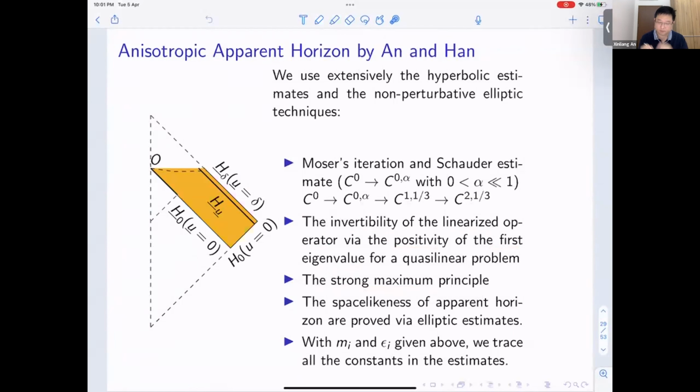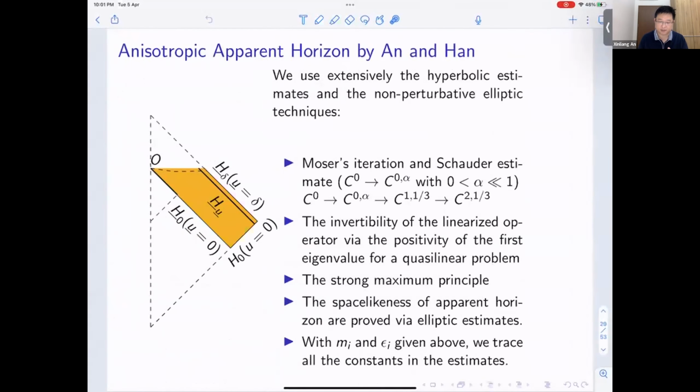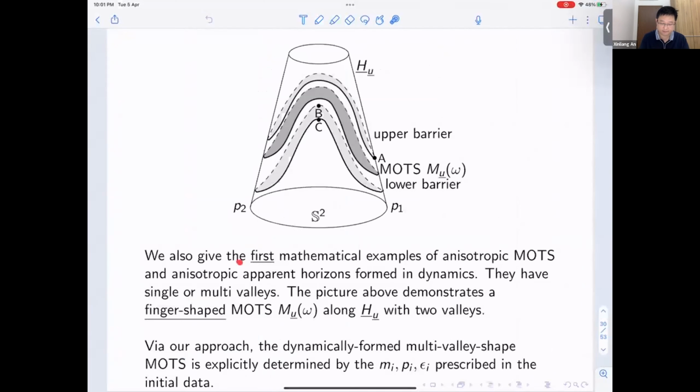So we also get the regularity estimate for the molds, and the spacelikeness of the apparent horizon is proved via the elliptic estimates. Remember, we said there will be constants m_i, epsilon, p, and pi, which are related to the initial data. We can trace all the constants in the estimate, and they are also related to the shape, in the next slides. So besides this result, we also gave the first mathematical examples of anisotropic molds and anisotropic apparent horizons that formed in dynamics.